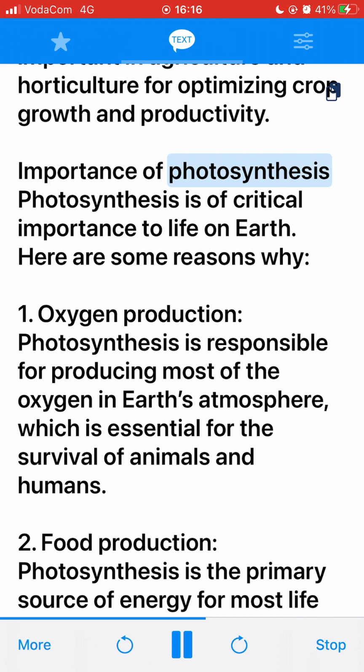Importance of photosynthesis. Photosynthesis is of critical importance to life on Earth. Here are some reasons why. 1. Oxygen production. Photosynthesis is responsible for producing most of the oxygen in Earth's atmosphere, which is essential for the survival of animals and humans.